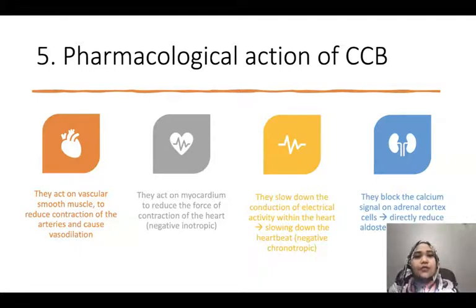And finally, it blocks the calcium signal on the adrenal cortex cells in the form of zona glomerulosa cells earlier, which will directly reduce the aldosterone. So this aldosterone is the culprit which is causing the blood pressure elevation. So in this case, calcium channel blockers will reduce the activity of aldosterone. Hence, it will then reduce the blood pressure.